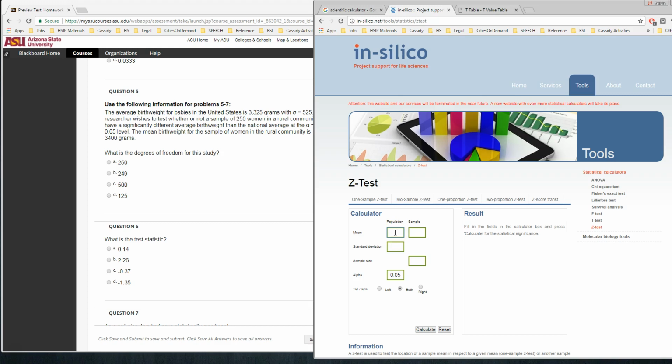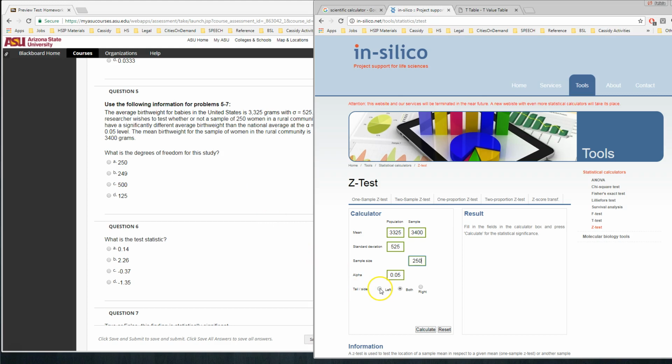So I'm going to put in my population information, which is 3325. Then I'm going to put in my population standard deviation of 525. For my sample, my mean was 3,400, and my sample size was 250. My significance level is 0.05. It tells me that in the problem, and that's what this calculator defaulted to.